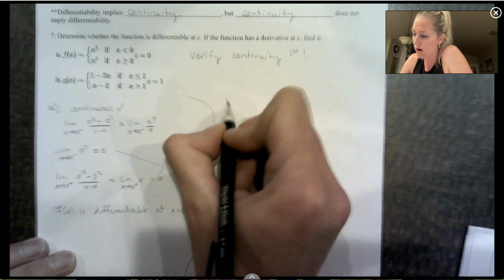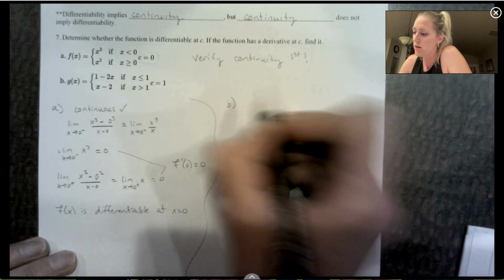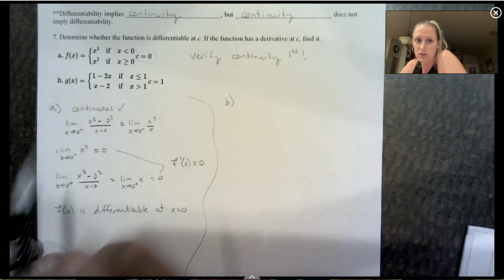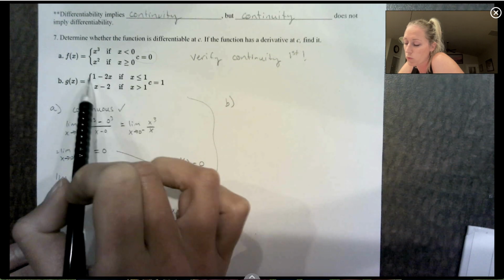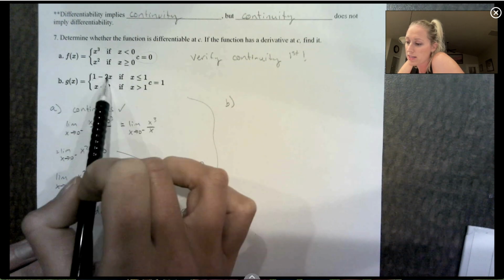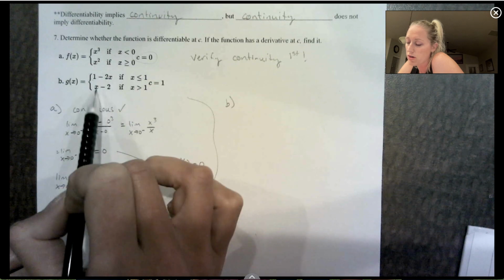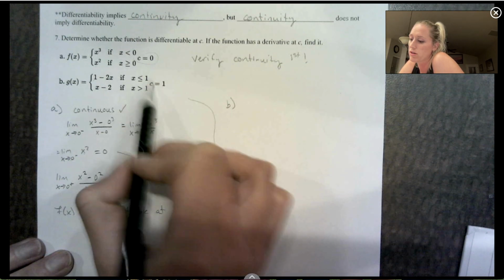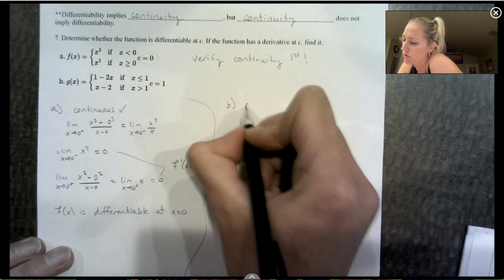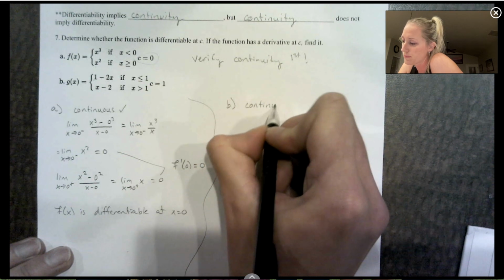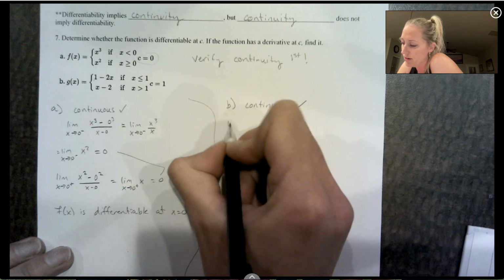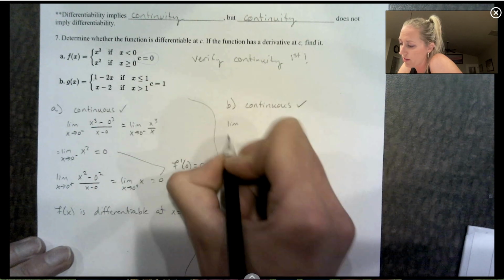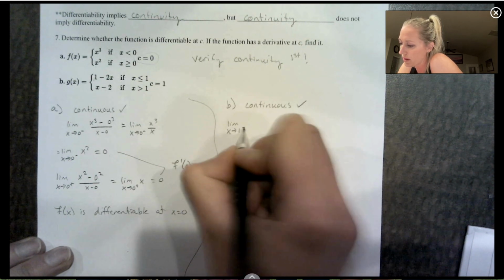For this other one, B, we're going to do the same exact thing. Look at continuity first. If I find the left-hand limit and plug in 1, 1 minus 2 times 1 is negative 1. 1 minus 2 is also negative 1. We get the same thing for f of c, so this one is continuous. All right, now we're going to find the left and right-hand limits. My c value is 1 in this case, so we're doing x approaches 1 from the left.